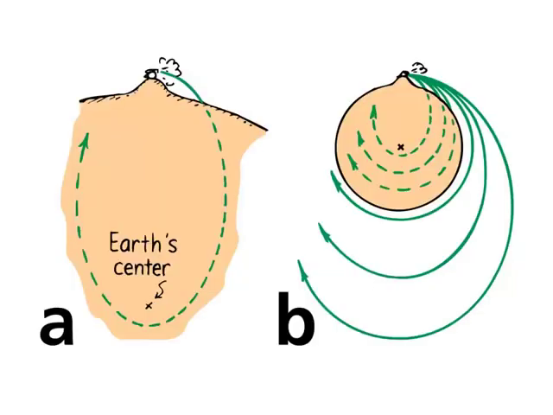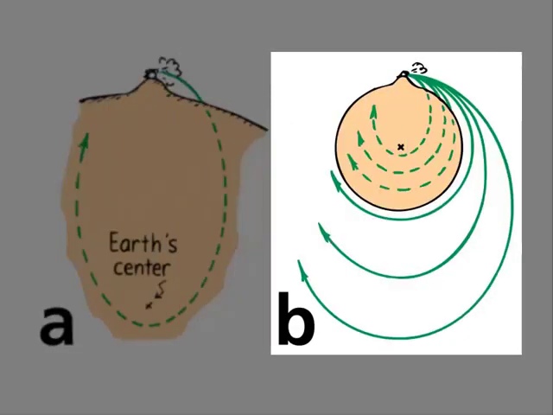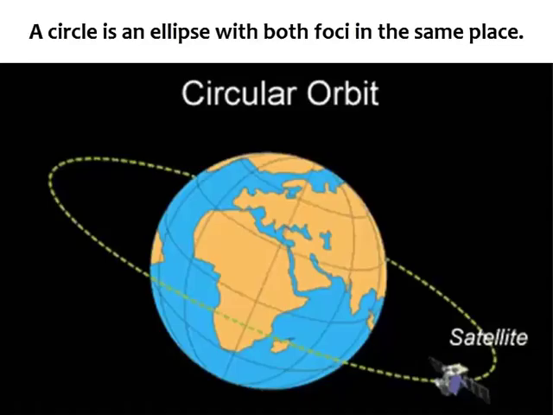The parabolic paths of projectiles such as cannonballs are actually segments of ellipses. For relatively low speeds, the center of Earth is the far focus. For greater speeds, the near focus is Earth's center. When the projectile traces a circular orbit, both foci are together at Earth's center.